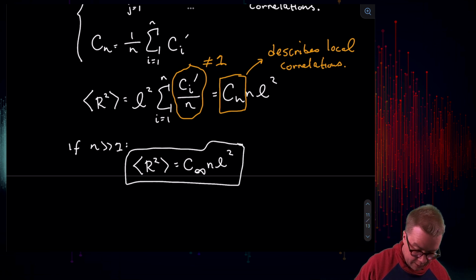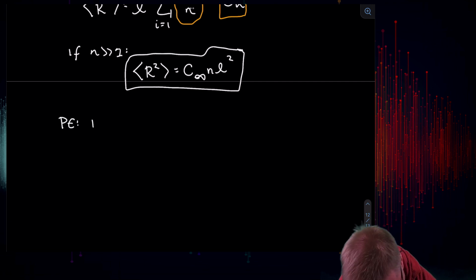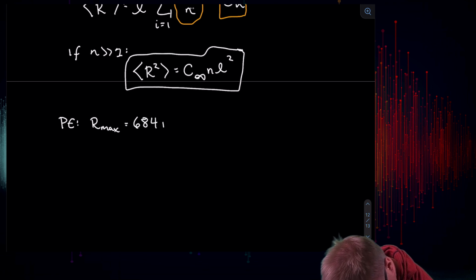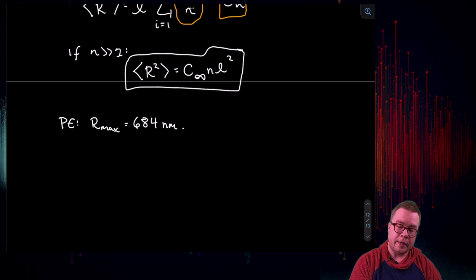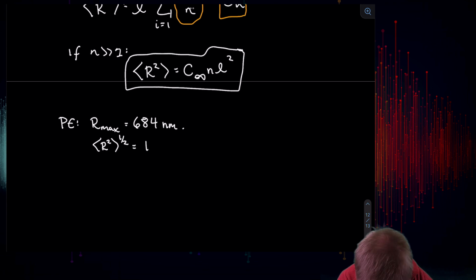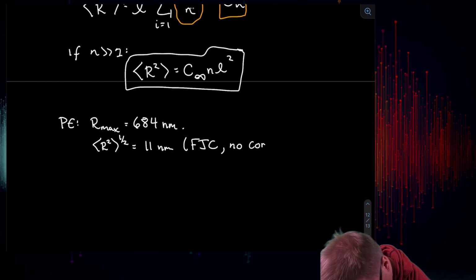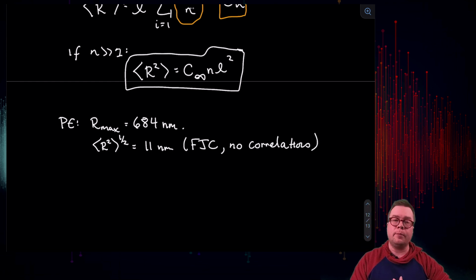So let's compare this, okay? So what we've done with polyethylene so far is we looked at R max, which was 684 nanometers. And then what did we do? We went and calculated what its root mean squared end-to-end distance would be if it was a freely jointed chain with no correlations in the bond angles. In other words, the bond angles are completely unrestricted.